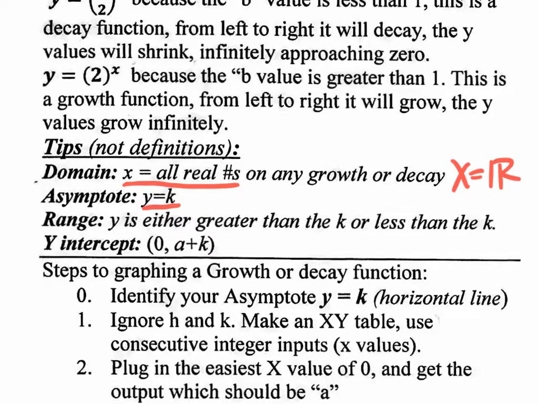The range, this is not the definition, this is a tip. Y is either going to be greater than the k value or less than the k value. It's going to be either above your asymptote or below your asymptote. Okay? And then another little tip, for the y-intercept coordinate, of course, you set x equal to 0 and you find out what your y value is going to be. But you could simply do a plus k. That'll instantly give you your y-intercept. Or you could actually look at it on the graph and see where it crosses.